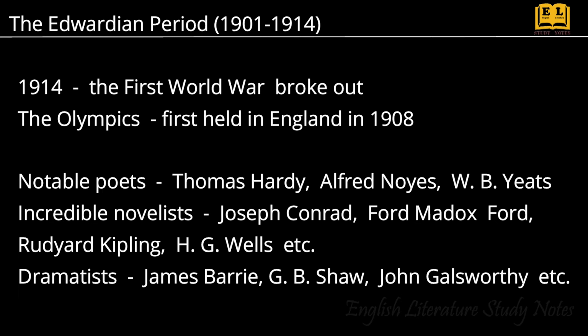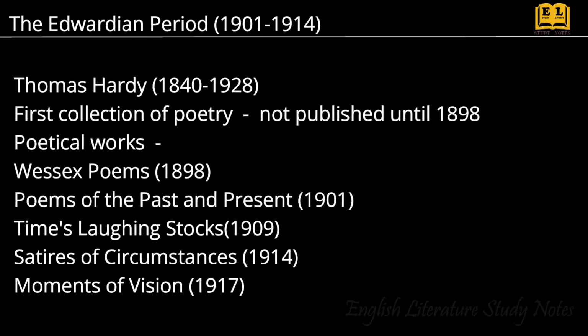The brevity of the period means that many of the authors associated with this age are also associated with the preceding Victorian period or with the Georgian and modern period. This age included notable poets such as Thomas Hardy, Alfred Noyes, W.B. Yeats, etc., incredible novelists such as Joseph Conrad, Ford Madox Ford, Rudyard Kipling, H.G. Wells, etc., and dramatists such as James Barrie, J.B. Shaw, John Galsworthy, etc.